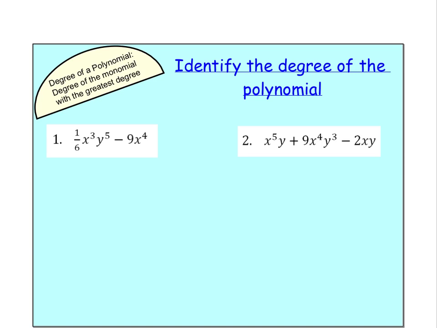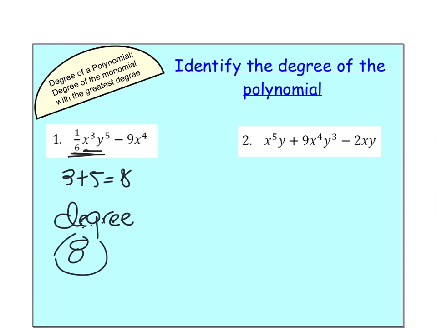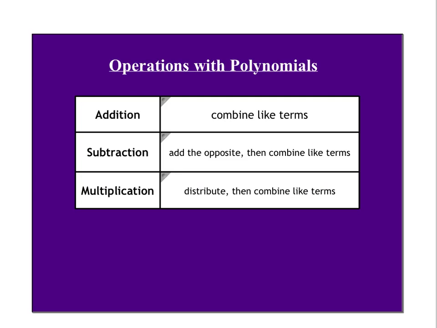So identify the degree of the polynomial. Well, even this is all in one term. This is all one thing. So 3 plus 5 is going to be 8. So that's going to be the degree, a degree of 8. Here, this is going to be a degree of 6, this part will be a degree of 7, this part will be a degree of 2. So my degree is going to be 7, because that's the highest one that's there.